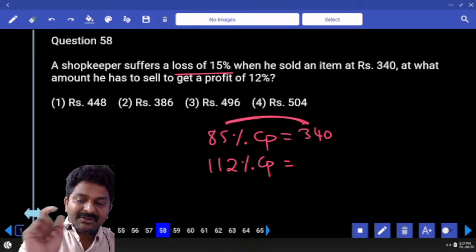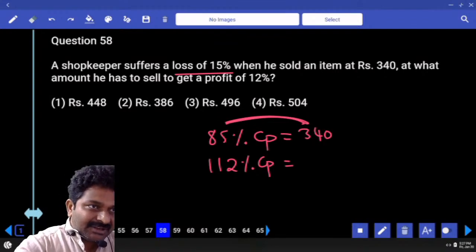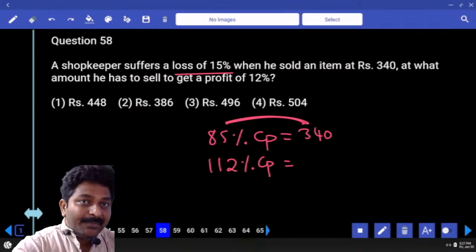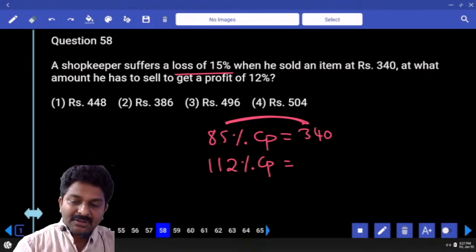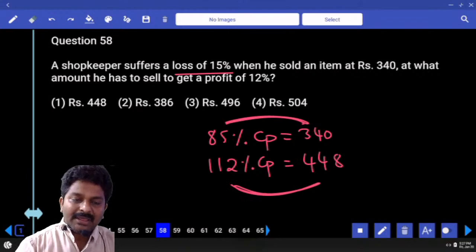Observe the relation between 85 and 340. 85 double 170, 170 double 340. That means how many times is it? Double 4 times. So even in the next step also we will take 4 times, which is 4 4 8, first option.